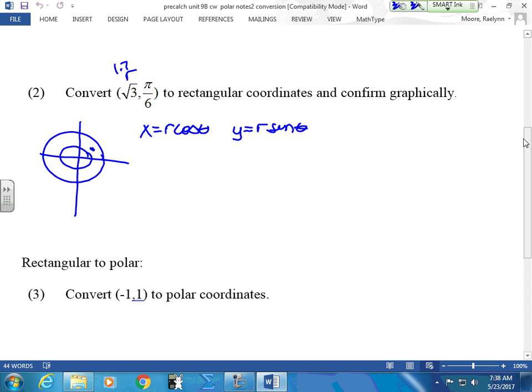If it helps you, go like this. Label those r and theta. This way you don't say, where do I get my r from? Where do I get my angle from? You'll see it right here. So put your r, which is radical 3, and the cosine of pi over 6. This is where you have to use your exact values.